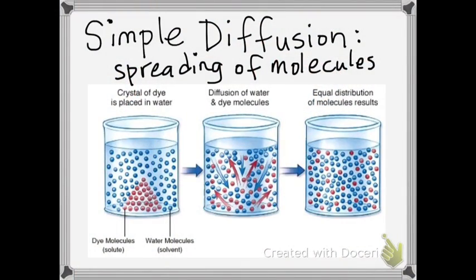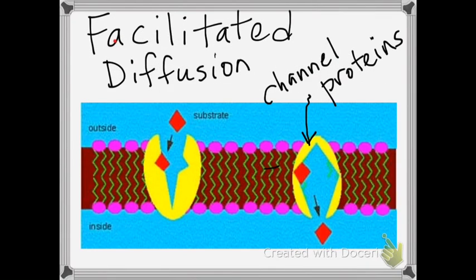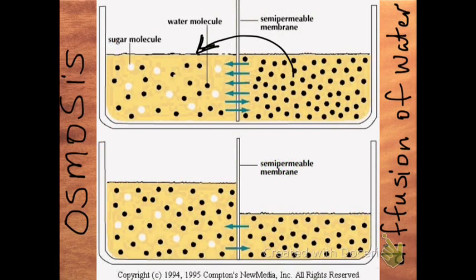Here you see simple diffusion, or the spreading of molecules, just like the example in the video of the blue dye in the water. Facilitated diffusion uses protein channels that are embedded in the membrane to help move materials across the membrane. The little black dots represent water. The white dots represent sugar molecules. The water is moving to the left to help spread out the sugar molecules. This is a type of diffusion and it's called osmosis.